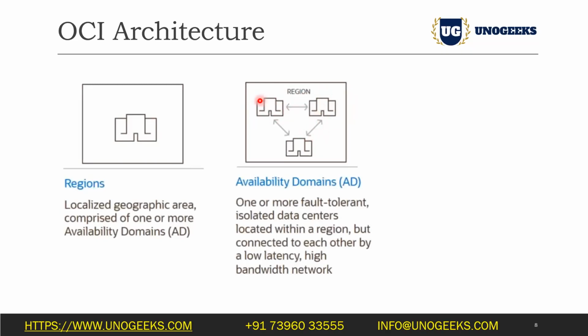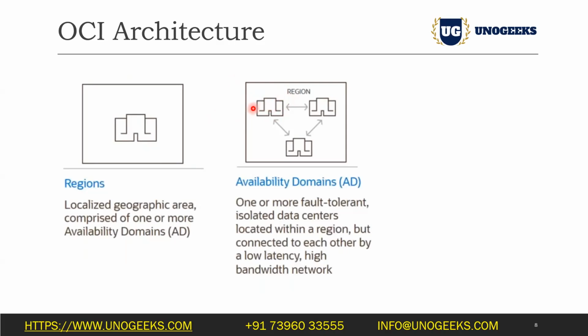So if one data center goes down, that will not impact anything with the other data center. Within a region, they always have 3 availability domains. That is the model they are going with. If they are giving some resources, like a network resource or a storage server, let's say some file storage, and you are using that file storage service to upload your data in this region.